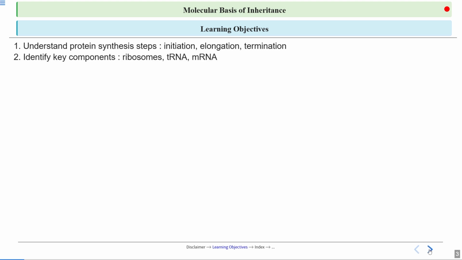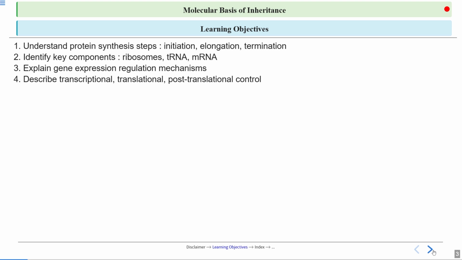Then we will identify some key components that are used in the process of translation, that is ribosome, tRNA and mRNA. We have talked about tRNA, mRNA, their structure, and even we talked about ribosome. But today what we're gonna focus on is how they are used in translation. Then we will explain some gene expression regulation mechanisms.